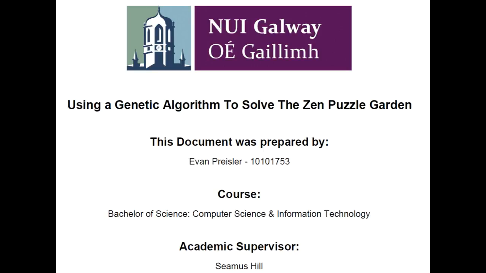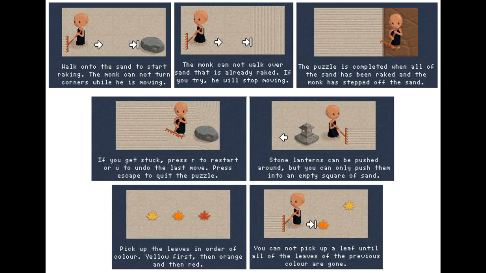Hello, this is a short video presentation for my final year project using a genetic algorithm to solve the Zen garden puzzle. The Zen puzzle garden is a transport puzzle that involves a Buddhist monk and a grid of sand.